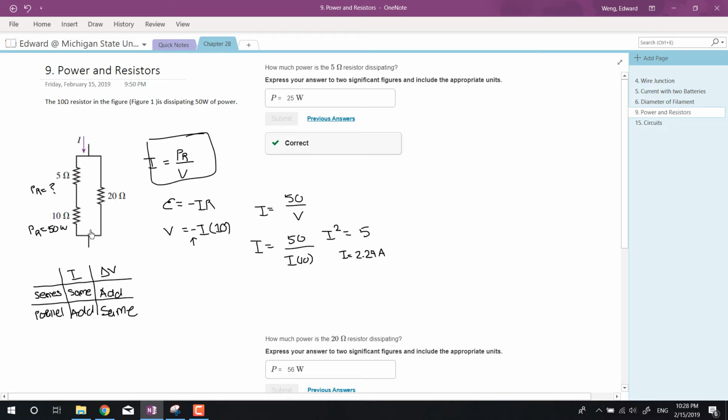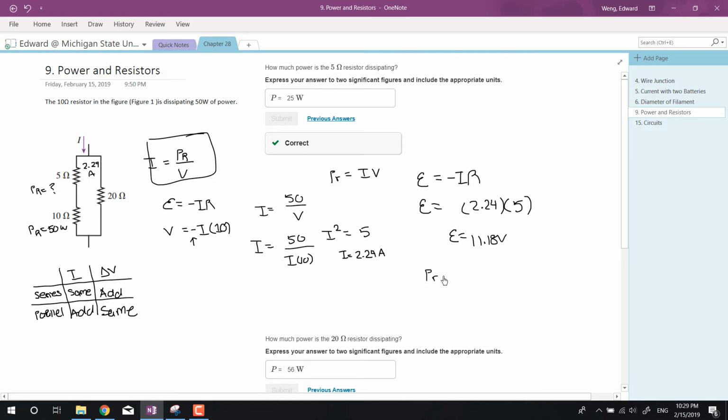So if that is 2.24 amps, we just want to know how much power the 5 ohm resistor is dissipating. So we rearrange this for P, and this is going to be I times the voltage. We don't know the voltage right here at this point, but we do know that the current is 2.24 amps. And the voltage is just going to be equal to negative IR. So if we plug in our current, and we're just going to worry about the absolute value of everything, times the resistance, which is 5, typing this in my calculator, I get the voltage of 11.18 volts.